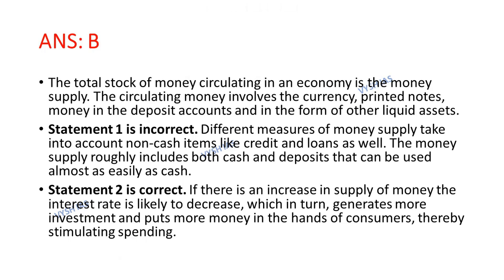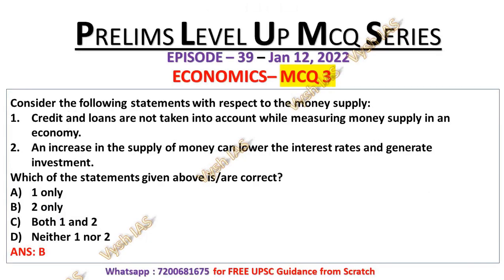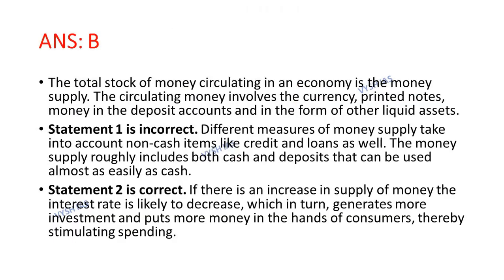Now we will move into the statements. Statement number 1 is incorrect because different measures of money supply take into account non-cash items like credit and loans as well. The money supply roughly includes both cash and deposits that can be used almost as easily as cash. Statement number 1 says that credit and loans are not taken into account while measuring money supply in an economy, but credit and loans are taken into account, as I already explained in the answer.